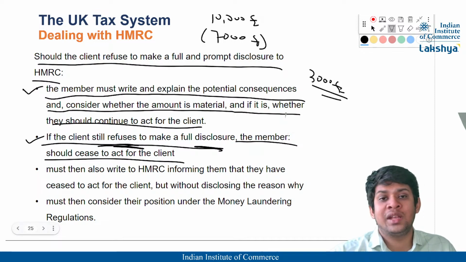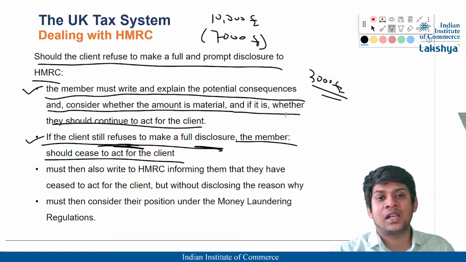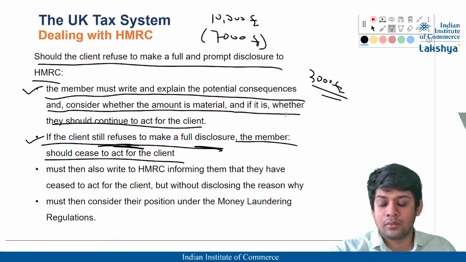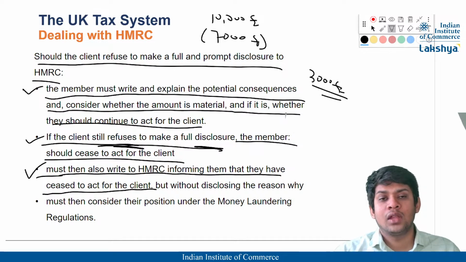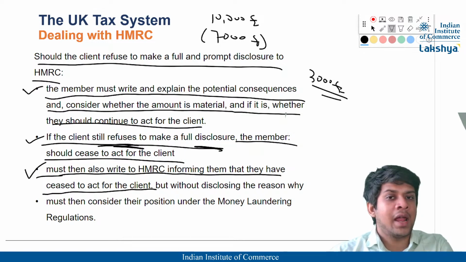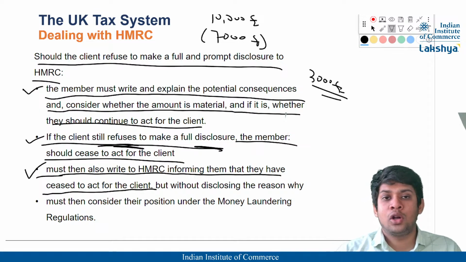That means I should cease to be a tax agent for the client. If the client still is refusing to make the complete disclosure, I should stop acting as a tax agent for the client. Must then also write to HMRC that you have ceased. Okay. So technically, I will also write to HMRC that I am not going to be acting as a tax agent for him from this date.